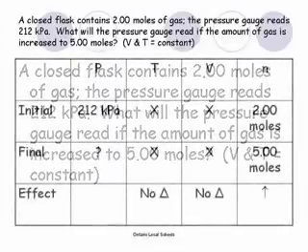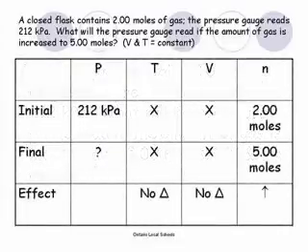Okay, let's compare your data table to mine. The initial pressure is 212 kilopascals. Our temperature and volume remain constant through this, so we're not going to put anything but an X in those boxes. Our number of moles initially is 2 moles. Our final number of moles is 5. And our final pressure, of course, has a question mark because that's what we're trying to find.